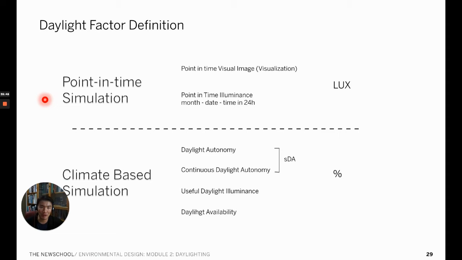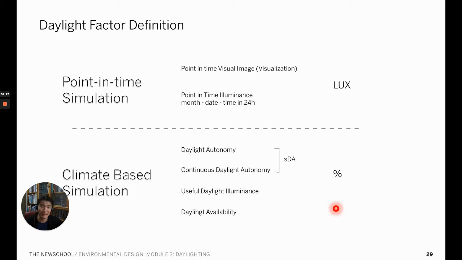The point-in-time simulation is measuring how many light levels fall onto the surface at a given moment in time. In contrast, the climate-based simulation measures each grid point based on a certain threshold of light levels, and each grid point's results are then measured into the percentage of time that grid points are illuminated above a certain lux level by the daylighting. Therefore, the end result is the percentage of the time.